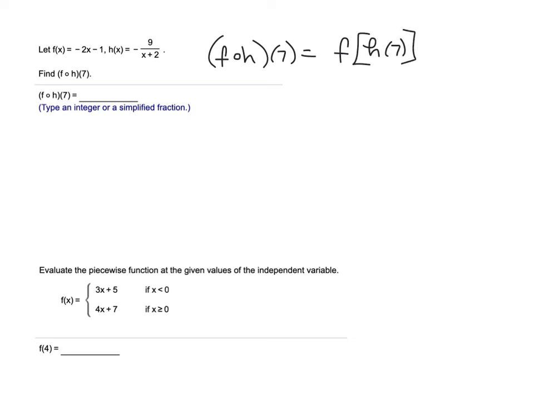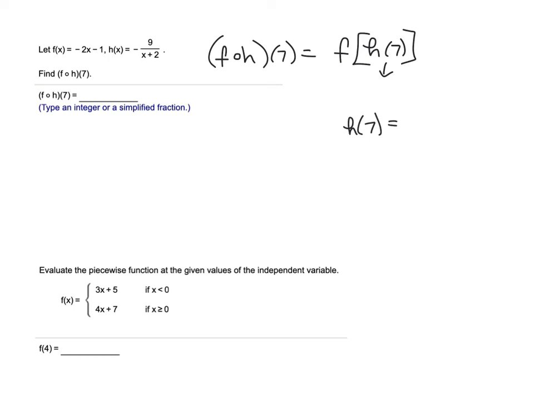F of h of 7. And what you do is you work inside out. So first, we need to find h of 7 right here. Okay, so let's find h of 7. I'll do it right here. All right, h of 7.